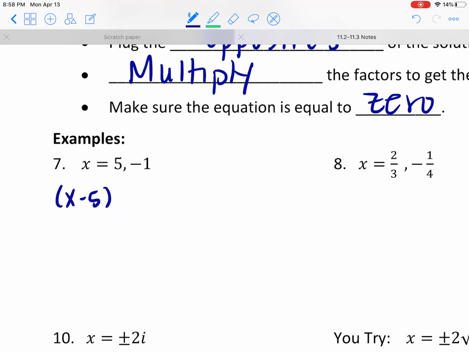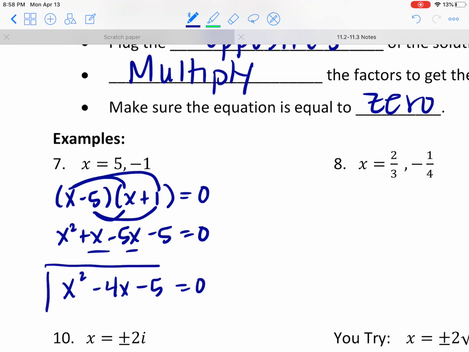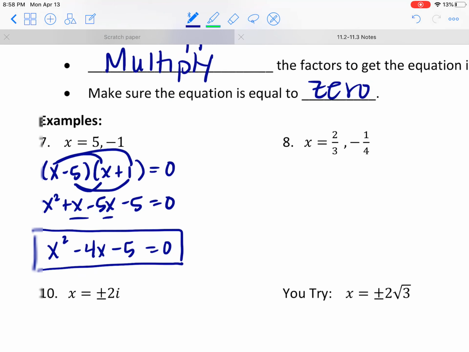So I think this is literally, okay, so close to what I just showed you a second ago. If 5 is a solution, x minus 5 is a factor. If negative 1 is a solution, x plus 1 is a factor. So now if I multiply, I get an x squared plus 1x minus 5x minus 5, combine like terms, so x squared minus 4x minus 5 equals 0 is my equation with those solutions.